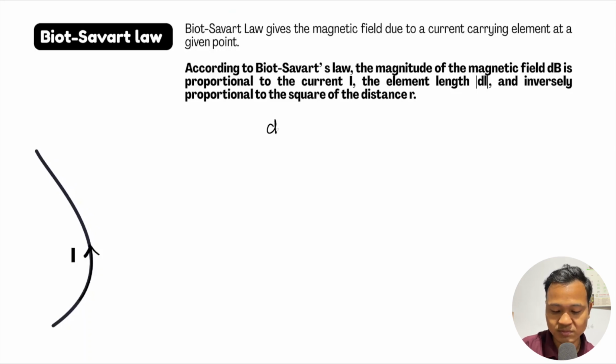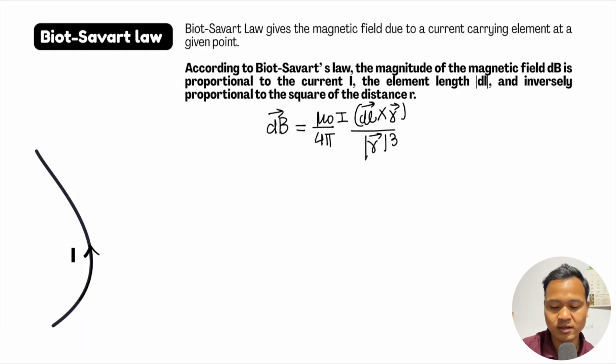So dB, in terms of vector, is equal to mu naught by 4 pi, into I, into dl cross r, divided by mod of r the whole cube. Okay, this is the vector form of Biot-Savart law.